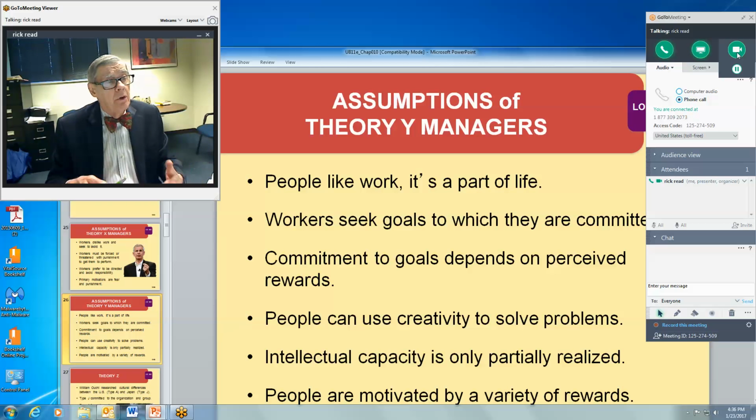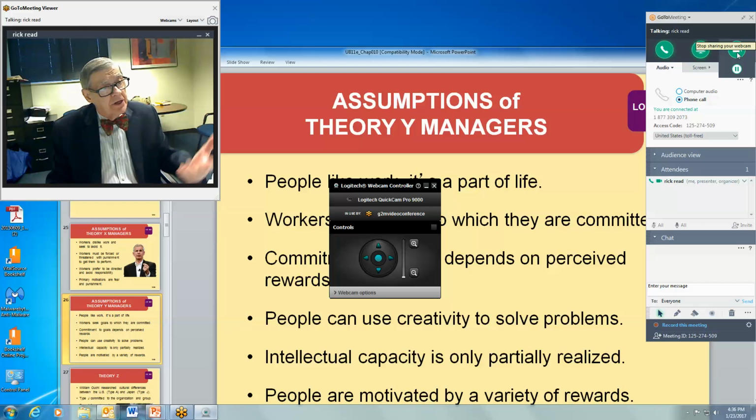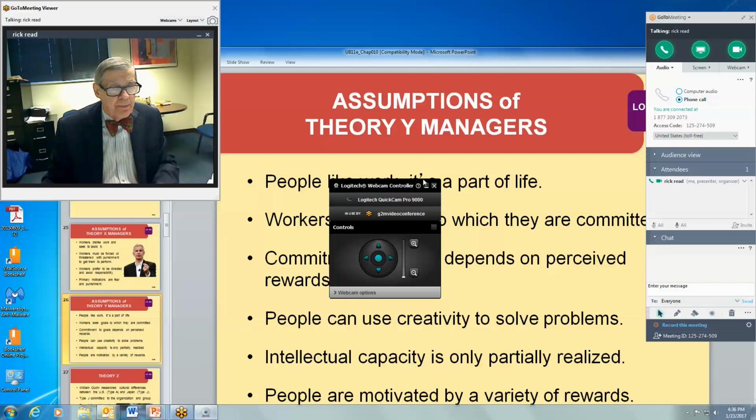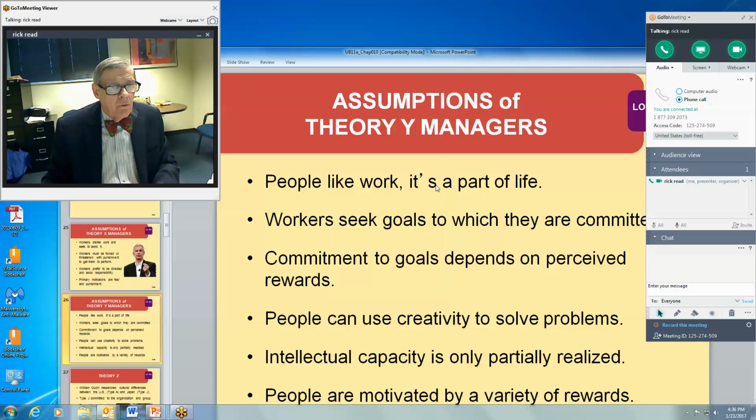They're motivated, and we go back to intrinsic rewards: knowing I've done this job very well, I have a sense of satisfaction, I have a sense of achievement. So what he says is that if we want to attract people and to keep people, we have to think more about being like Theory Y, to use individuals to their greatest capacity.